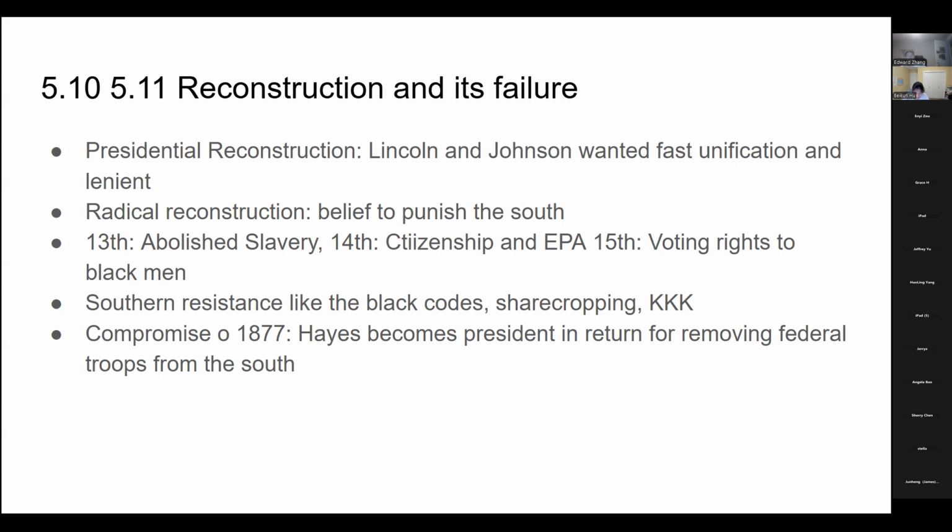And then ultimately, Reconstruction ended in 1877 because of the Compromise of 1877, which was a very, very close presidential election. Ultimately, Rutherford B. Hayes was elected as president. But in return for that, the federal government promised to remove their troops from the South. And that marked the end of Reconstruction and the failure to help them rebuild.